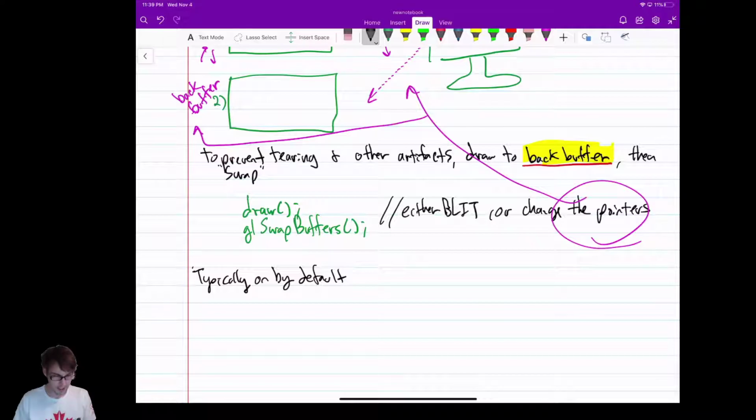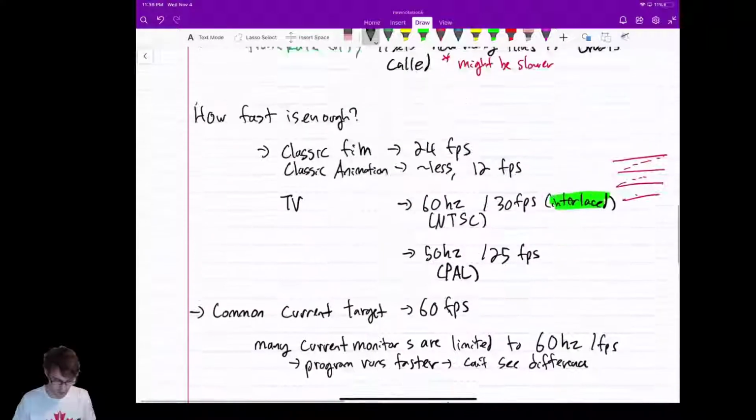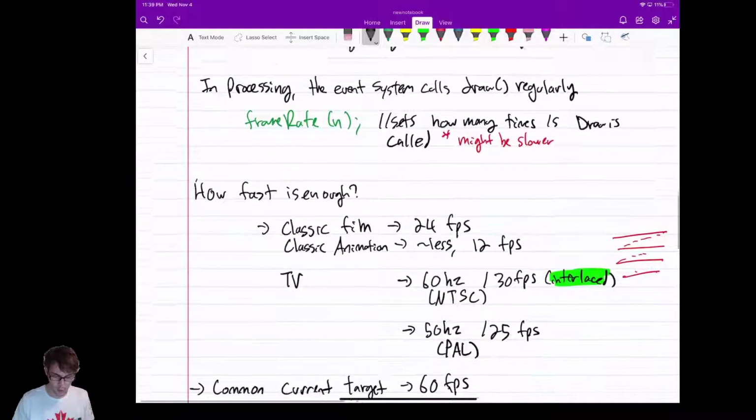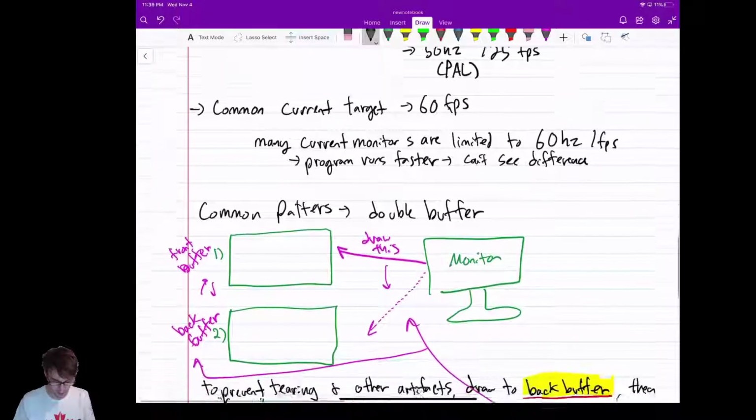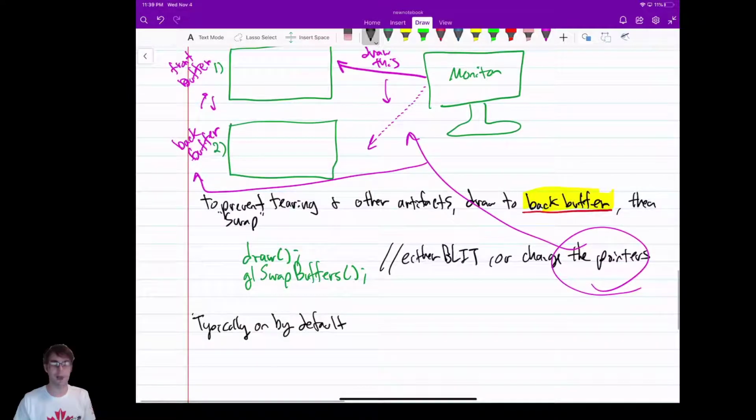Okay, so that's basically the introduction to how digital animation works. Should be no surprises here. I'm just connecting the dots. We just tell our computer to draw things faster or slower, and if we draw it fast enough, we get that illusion of motion, just like with the film.